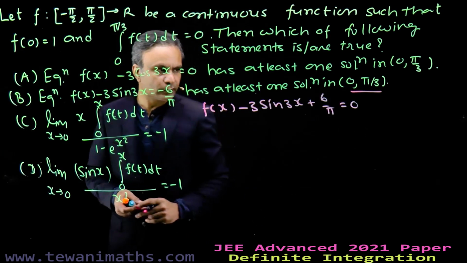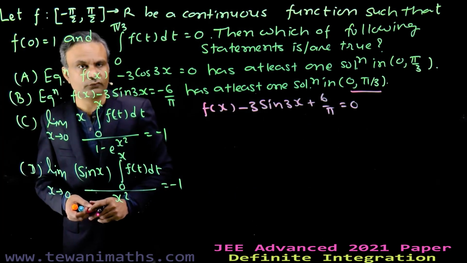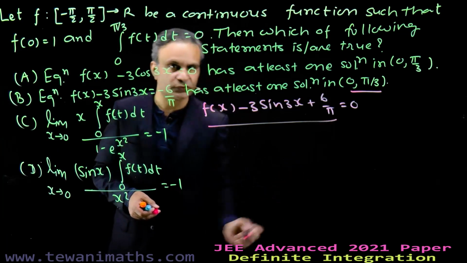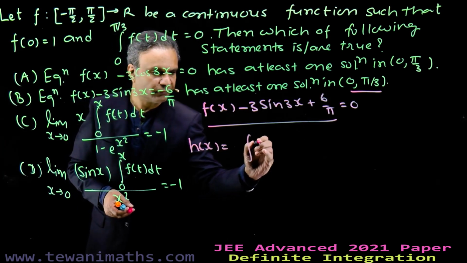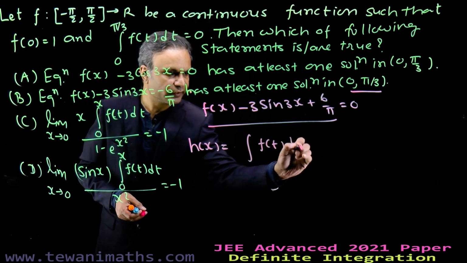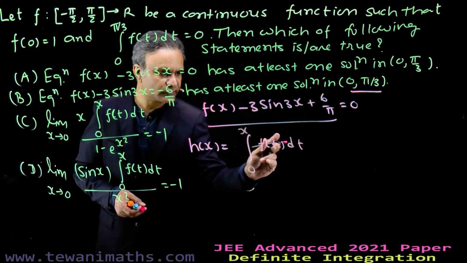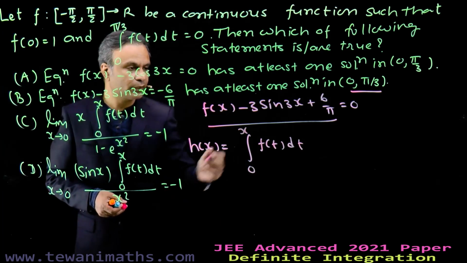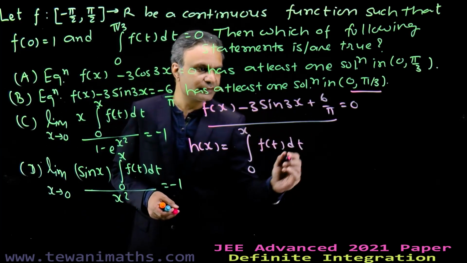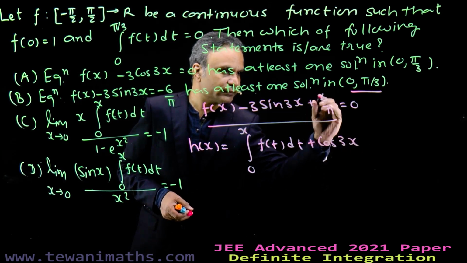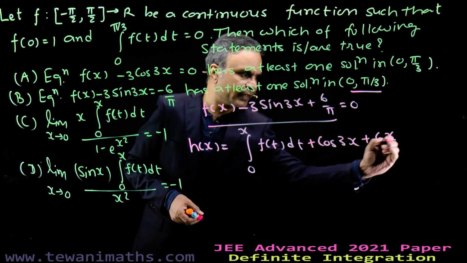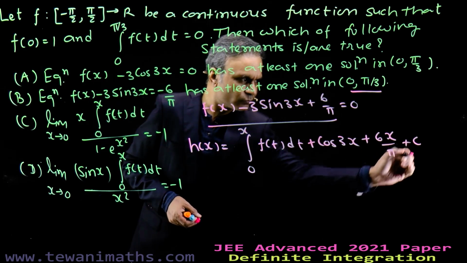So what do we do? We create one function whose derivative will be this. That function h(x) will be this definite integral. Its derivative will be f(x). This is the derivative of minus 3 sine 3x is the derivative of plus cos 3x, and this is the derivative of 6x over pi. Add some constant c here.